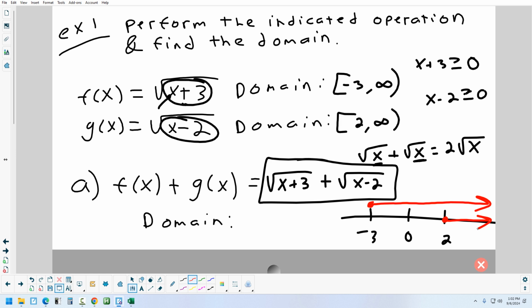So it's the lowest possible number, like 2? So yeah, what do you think the domain would be in this one? 2 to infinity. Yep, 2 to infinity. Domain is 2 to infinity. It's the numbers that work here and here. Has to work in both.